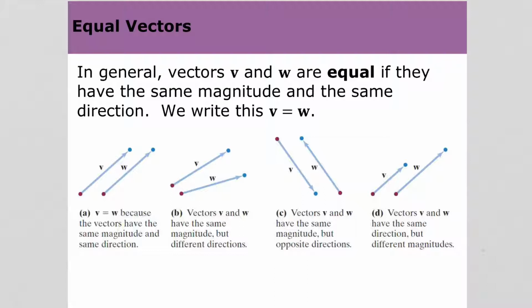In general, vectors are equal if they have the same magnitude and the same direction. So the first example here, these have the same length, the same magnitude, and the same direction, so they are equal. In picture B, they have the same length, but they're not going in the same direction. They're slightly different, so they are not equal. C, they have the same length, but they're going in opposite directions, so not equal. And D, they're going in the same direction, but they don't have the same length or magnitude, so again, not equal.